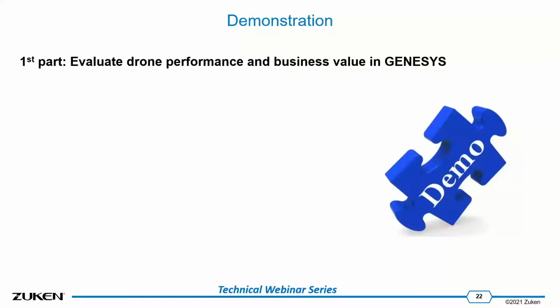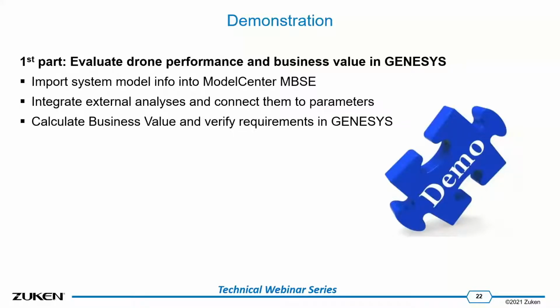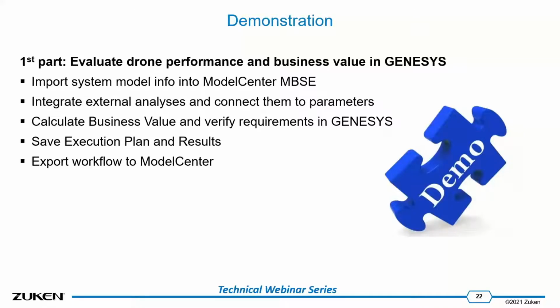I will split this demonstration into two parts. In the first one, I'm going to show you how to evaluate the drone performance and compute the business value directly inside Genesis. So we'll first import the system model information into Model Center and MBSE. I will then integrate external analysis and connect them to parameters, calculate the business value and verify requirements in Genesis before showing to you how to save execution plan and results and how to export the workflow to Model Center to then be able to run trade studies, which is going to be the second part.